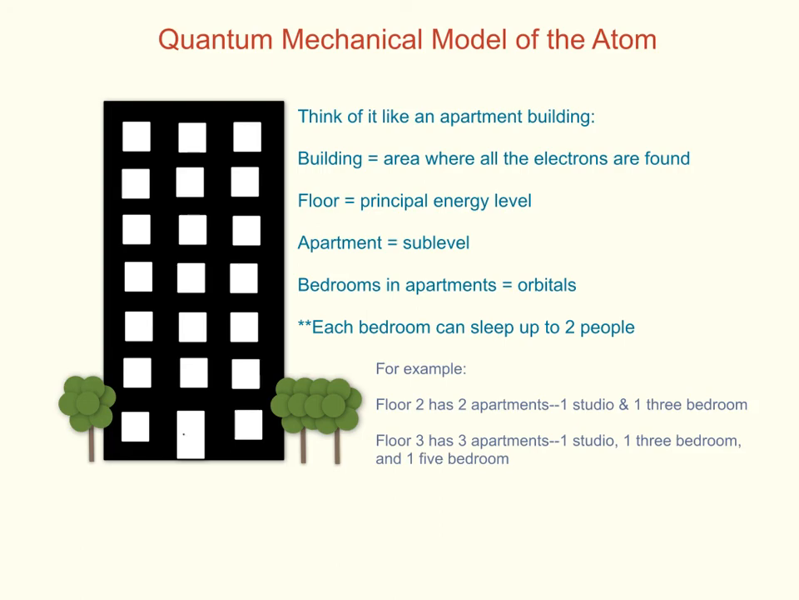Floor 3 or principal energy level 3 has 3 apartments, a 1 studio, an s sublevel, a 1 3-bedroom, a p sublevel, and a 1 5-bedroom, a d sublevel. And each of those bedrooms can hold up to 2 people. So floor 3 with its 3 apartments and its 9 bedrooms can sleep up to 18 people. So this is hopefully a little analogy that can help you visualize the quantum mechanical model and the electron configuration.